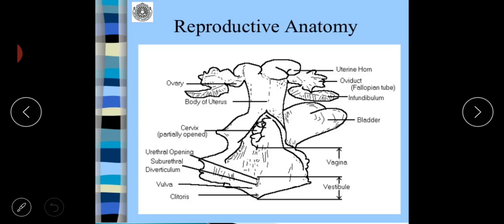So here is the reproductive anatomy of the female cow. As you see here, this is the ovary, this is the body of the uterus and the uterine horn, as I told you already, this is the oviduct, this is the infundibulum, and the urinary bladder. This is the cervix, and this is the suburethral opening or diverticulum, the vulva, clitoris, the vestibule and the vagina. These are the different important regions of the female reproductive system in cattle.